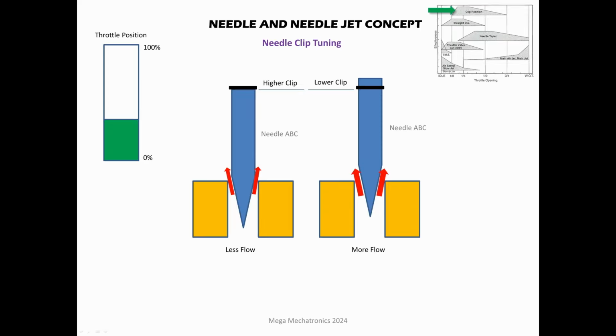And you can see there's going to be more flow. There's more area with that lower clip position because that raises the needle up. Some people say raise the needle, lower the needle. That's another way to describe the clip position. So we have the same exact needle, different clip positions. So it brings in that taper at a different time. Time being a throttle opening. It brings in the taper at a different throttle opening because it's giving you a different cross-sectional flow area. Less area, less flow, more area, more flow.